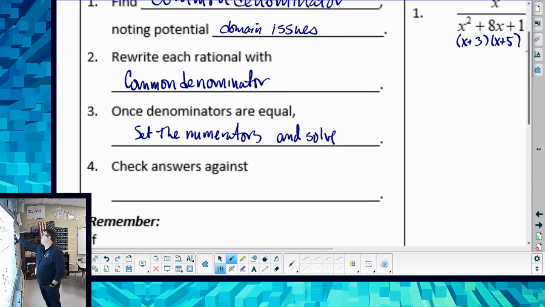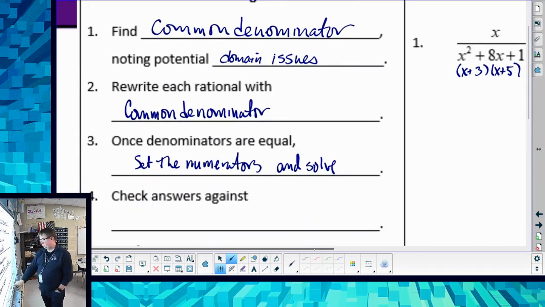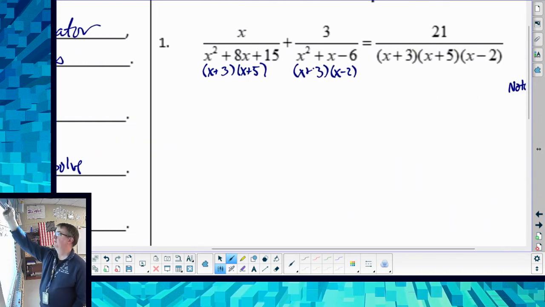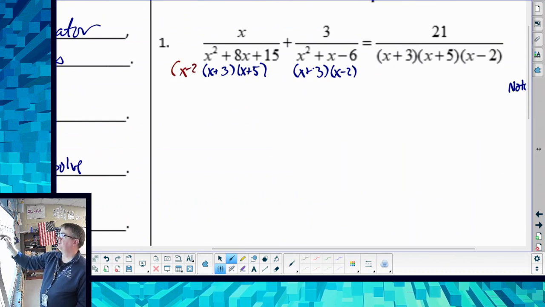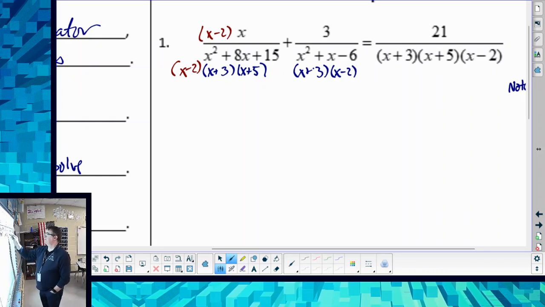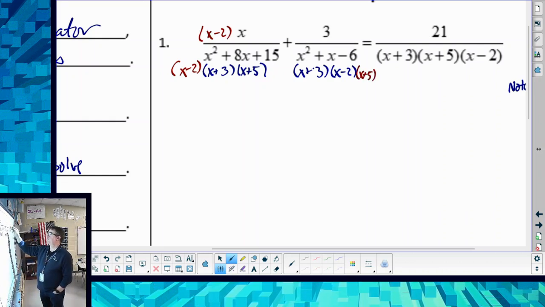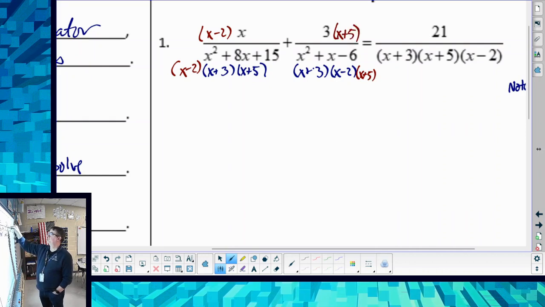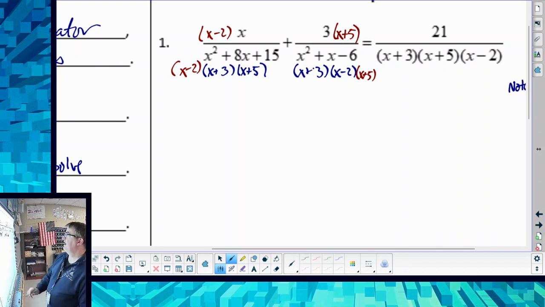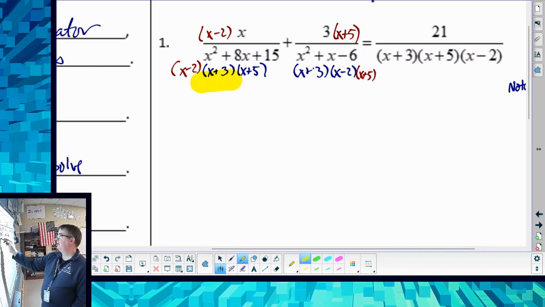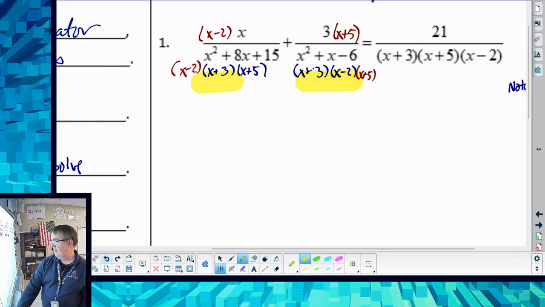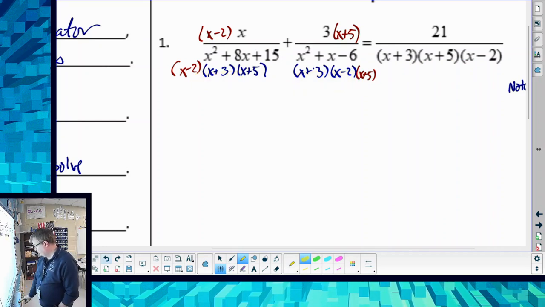So again, we'll come back up here. We need a common denominator. On this first one, I am missing x minus 2. On the second one, I'm missing the x plus 5, so I'm going to put that up there. And on the last one, we already have the common denominator, so we don't need to worry about that. Now that I've got a common denominator here, here, and here, we're going to set the numerators equal to each other.